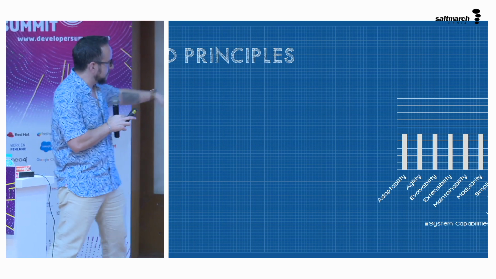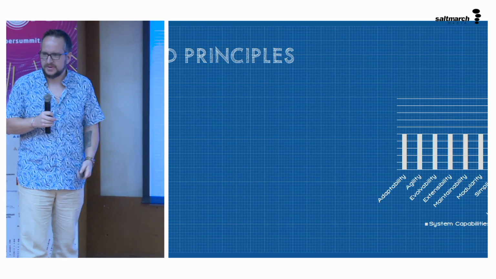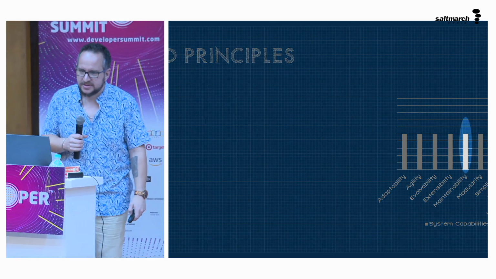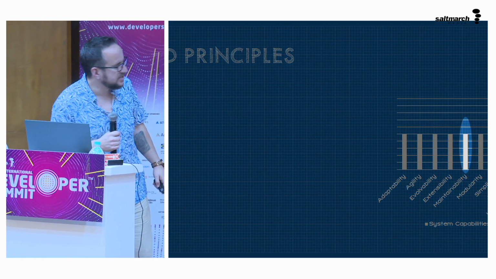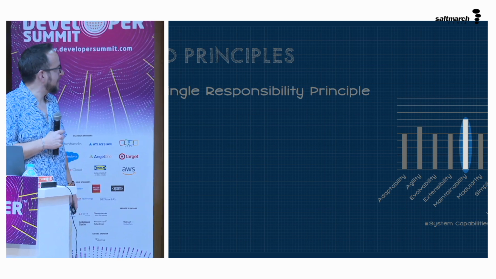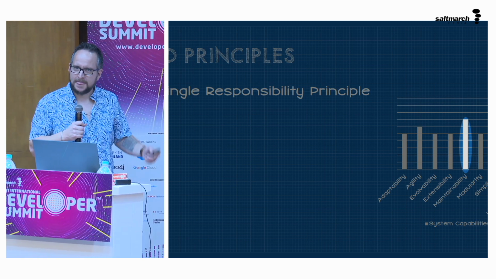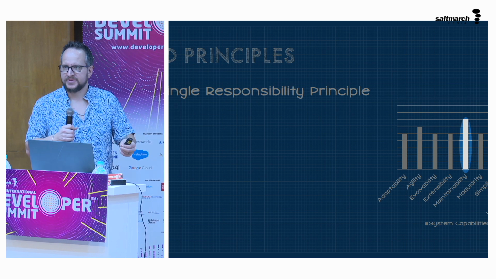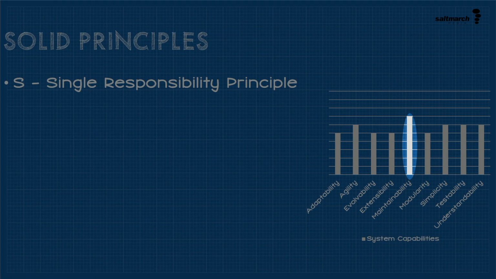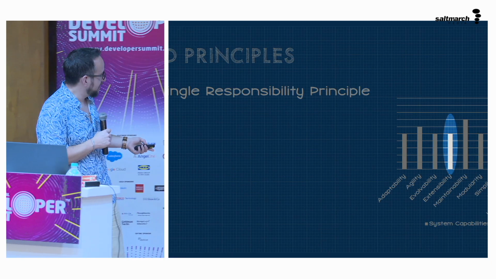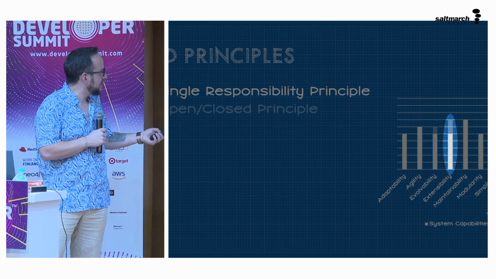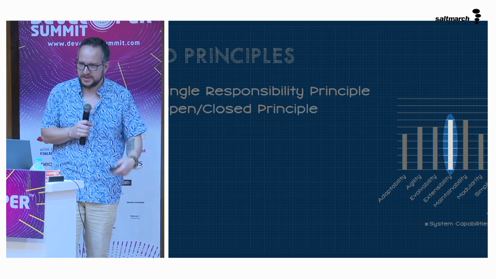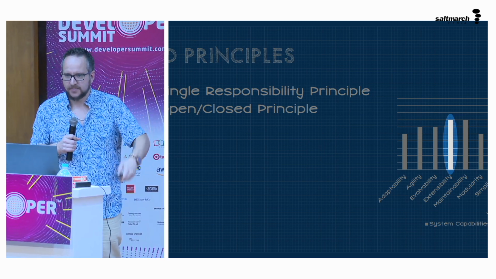So if we take a neutral system, what happens to our maintainability when we adopt the single responsibility principle? We are constraining this system so that one class has a single responsibility, and we improve maintainability. Well, let's look at extensibility and testability when we apply the open-closed principle. Again, some go up, some go down.